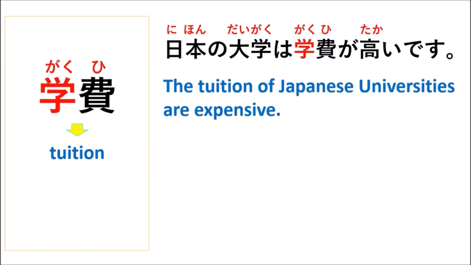When you compare with your own country, maybe in Japan the tuition is expensive for you. But if you live in America or Europe, maybe the tuition is cheap for you. So it just depends on where you are living. So this kanji compound word means tuition.